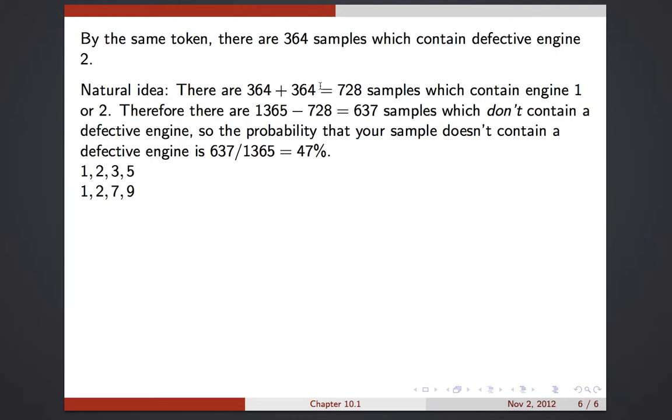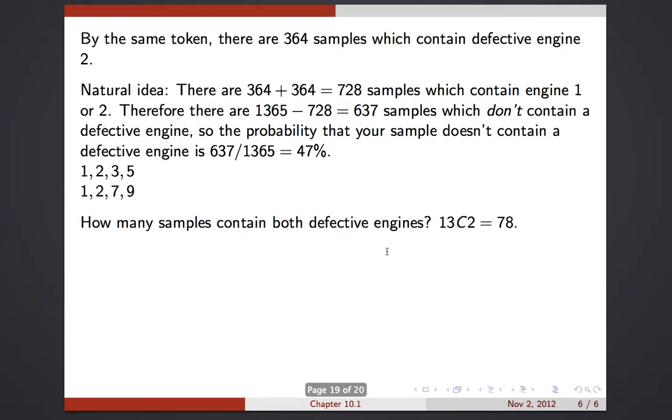Okay, well that's bad. That means that you've counted each of these samples twice. You have double counted, which means that your numbers are inflated. So if you just add these two numbers together, you're taking some samples and counting them twice. That's bad. So the kinds of things that you're counting twice are the samples that contain both engines. So let's just figure out how many of those there are and subtract them off so that we're not double counting anymore. So how many samples contain engine 1 and engine 2?